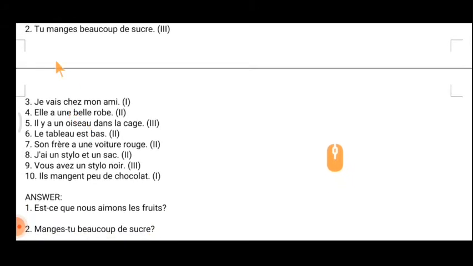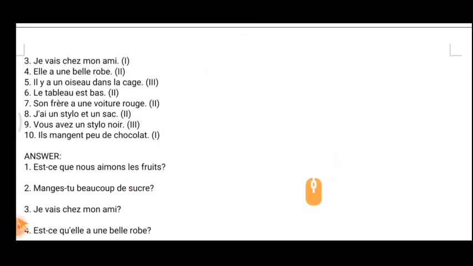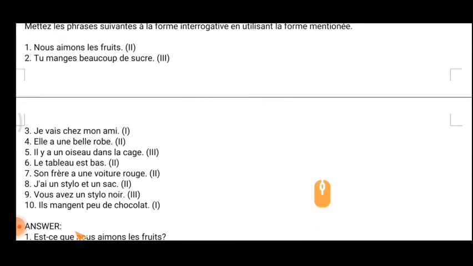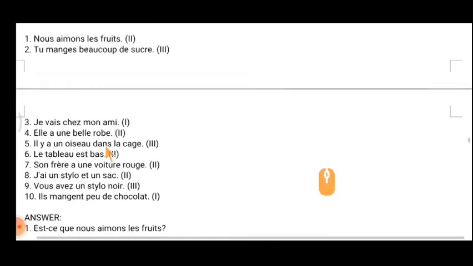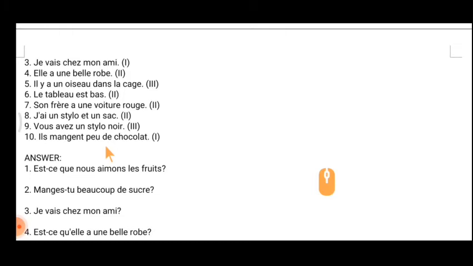Second one is tu manges beaucoup de sucre, and the answer is manges-tu beaucoup de sucre. Third one, je vais chez mon ami. The answer will be je vais chez mon ami. So if it is inversion, see type 3 is given, so we have used inversion. Here type 1 is given, so we have to use intonation. Next is type 2, fourth one. Elle a une belle robe, so est-ce qu'elle a une belle robe? So according to the type they ask, you can give the answer.